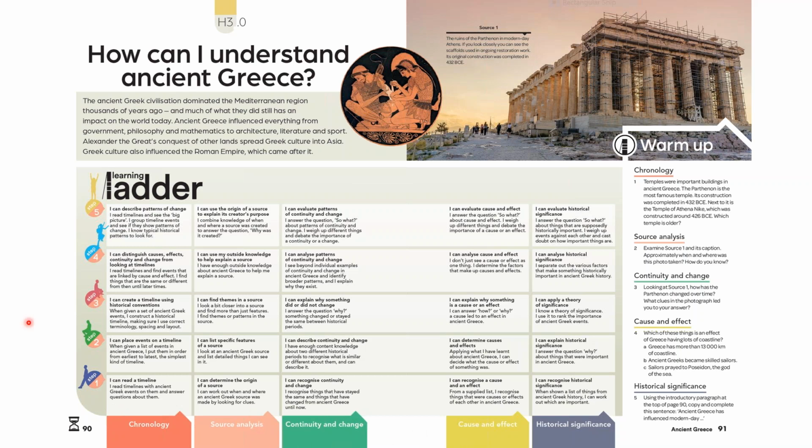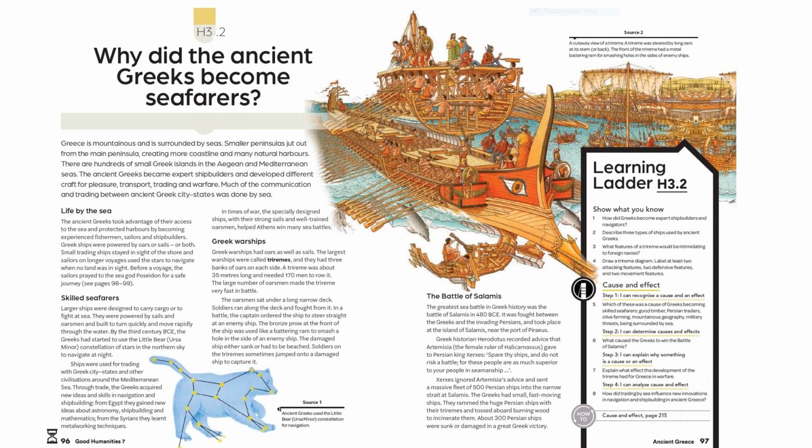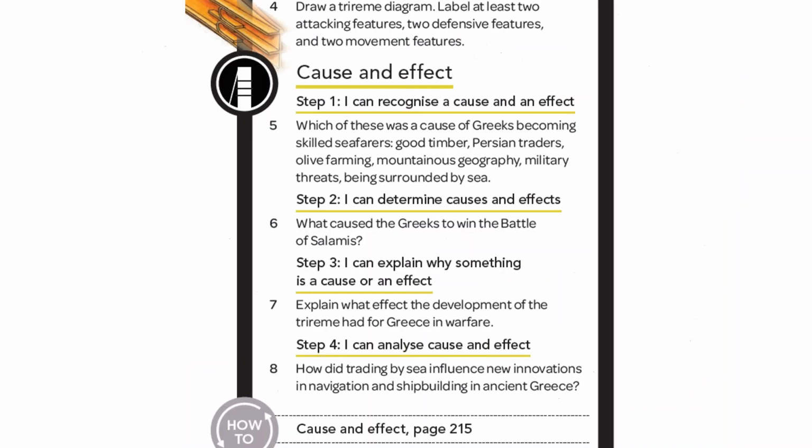We're going to go through and have a look at one skill in particular and show you how it's mapped throughout the chapter. The skill is cause and effect, I believe. Yep, okay. So here's a chapter on why did the ancient Greeks become seafarers, and you have a look here, cause and effect. So students are asked questions at the 4 different steps. So instantly the students know the difficulty of those 4 different questions.